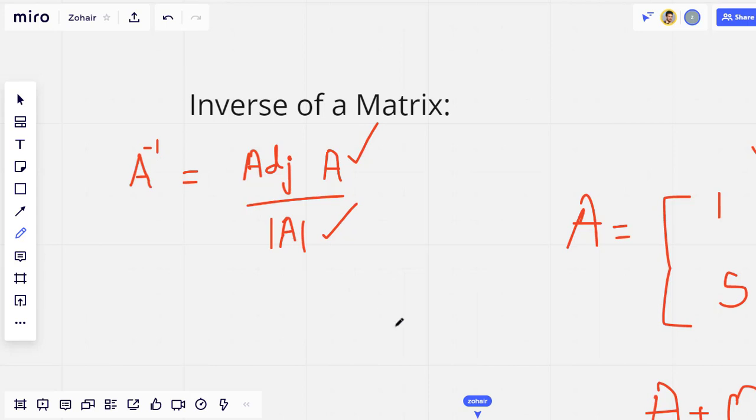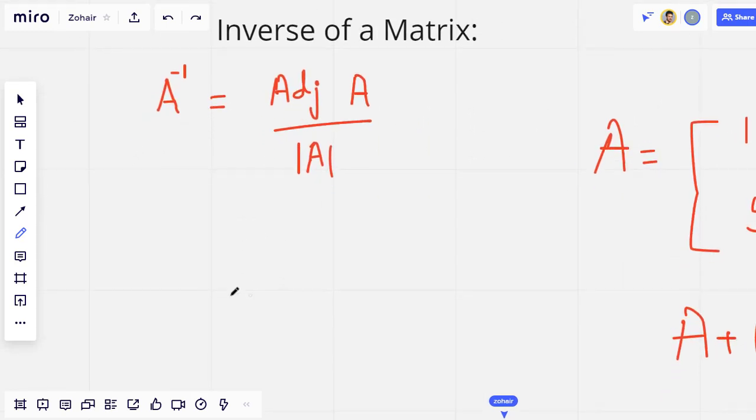Now the first thing we need to do is find the determinant. Why? Because if the determinant is 0, then it's called a singular matrix, and for a singular matrix there is no inverse, because if this is 0, then it's obvious, you cannot divide anything by 0. It's undefined. That's why we need to find the determinant first. Okay, so let's get on with it.